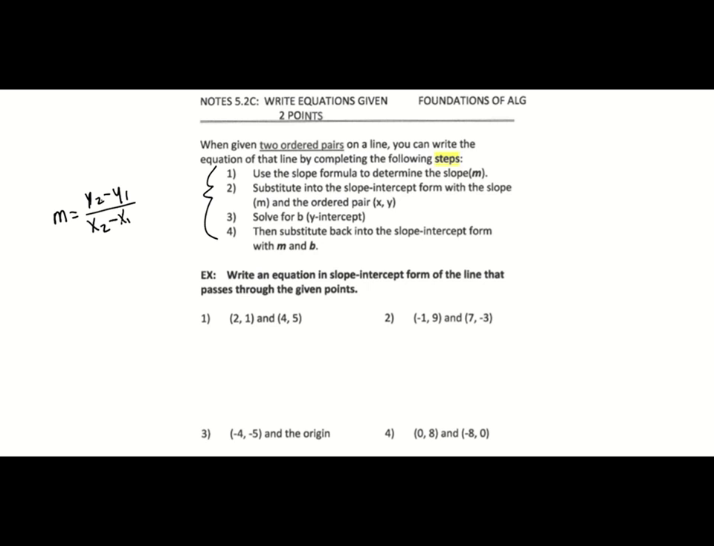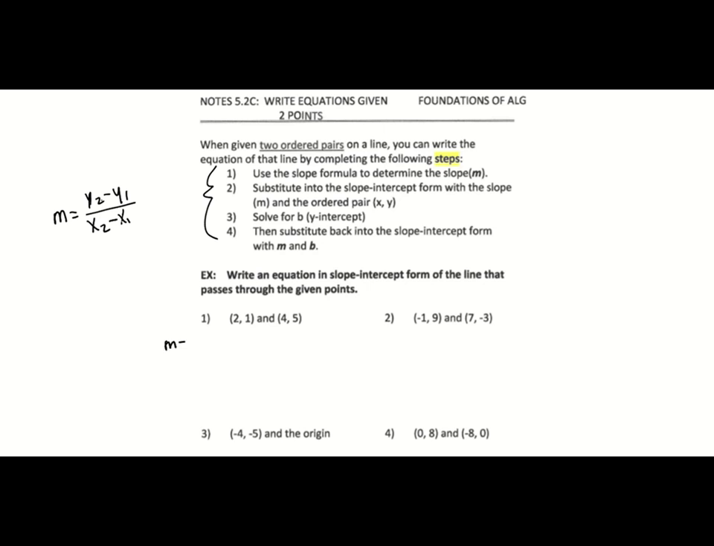Then we're going to substitute into the slope-intercept form with the slope and ordered pair. So after that, we're doing the same steps to find b and then plug m and b back in. So it's similar to our last section, but we just have one step more to find the slope. So number 1, let's do that first step.